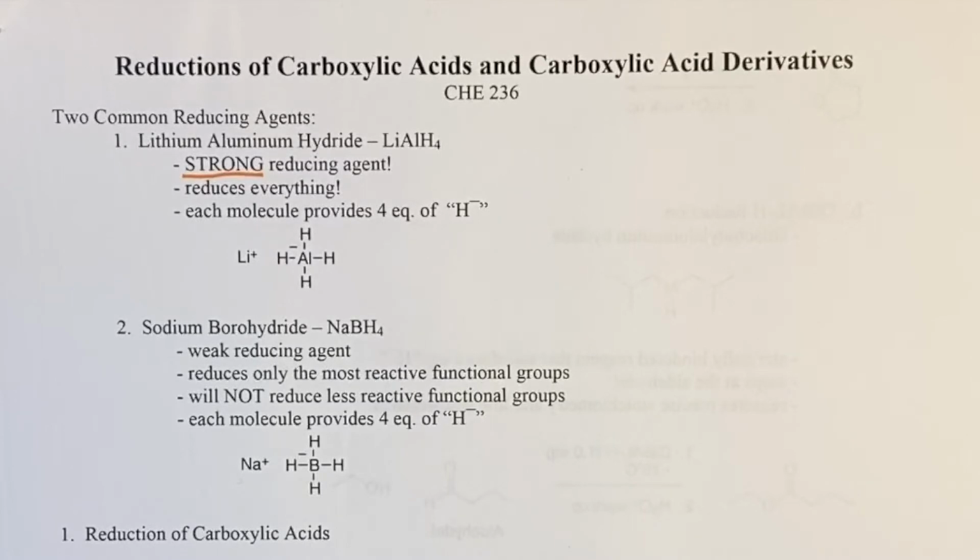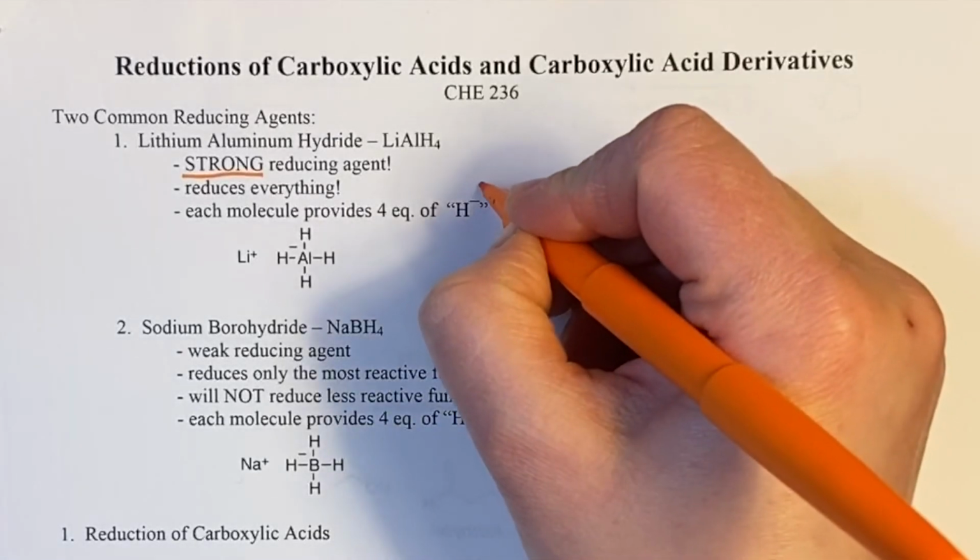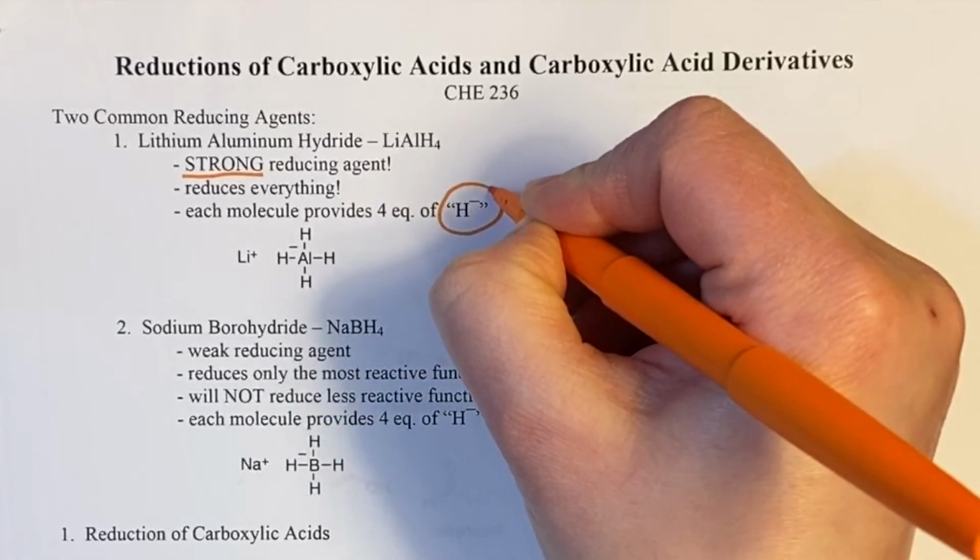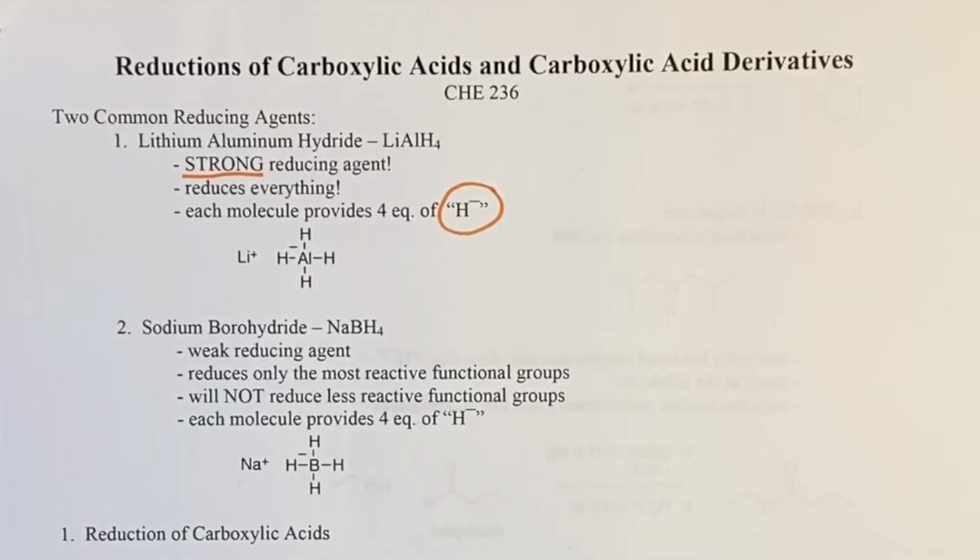When we're looking at our reducing agents, this is the structure of lithium aluminum hydride. And what this structure is, is a source of H-. And H- is a hydride ion that can act as a nucleophile. So just like we've seen a number of other components act as nucleophiles in reactions, this is a reagent that allows H- to act as a nucleophile.